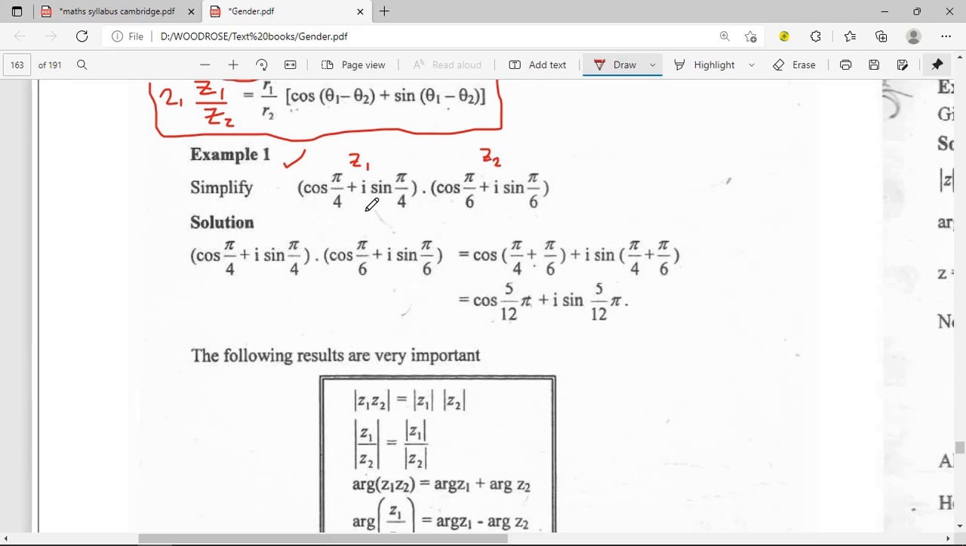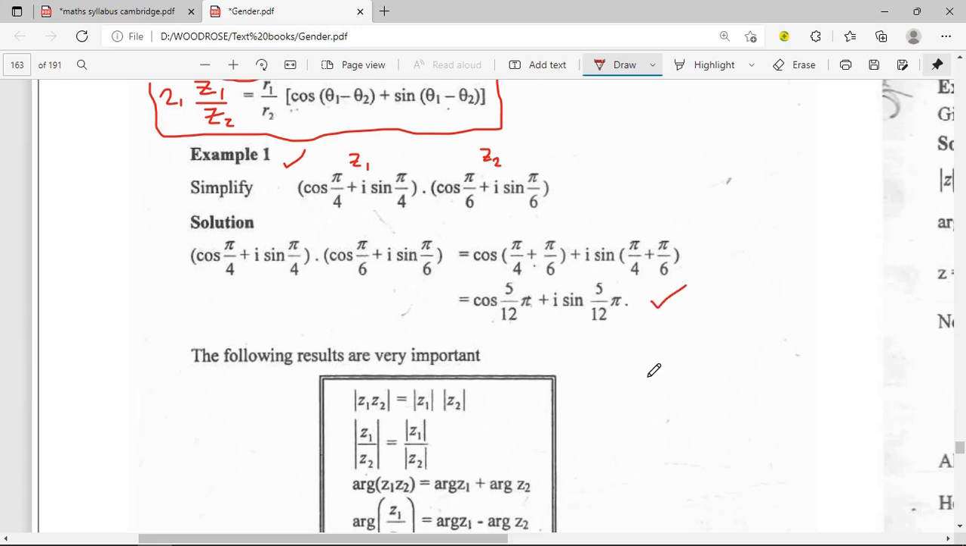So if we are multiplying these complex numbers, assuming that the r is just 1, it's 1 times 1, you get 1. So you are going to simply add the angles. So it's pi over 4 plus pi over 6. You add pi over 4 plus pi over 6, and you get cos 5 pi over 12 plus i sine 5 pi over 12 as the answer.